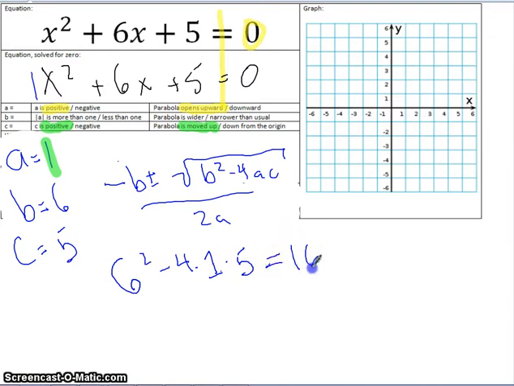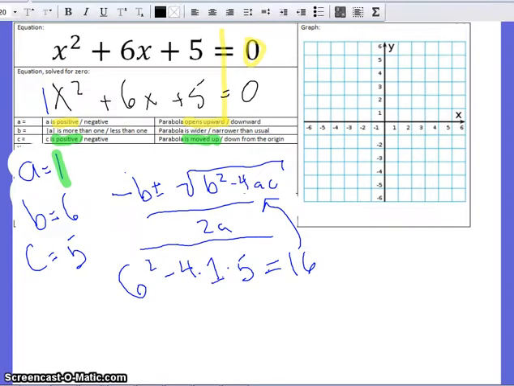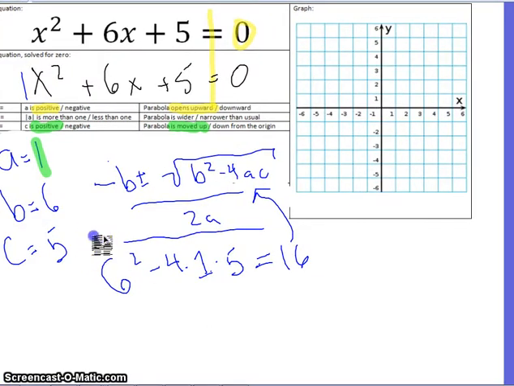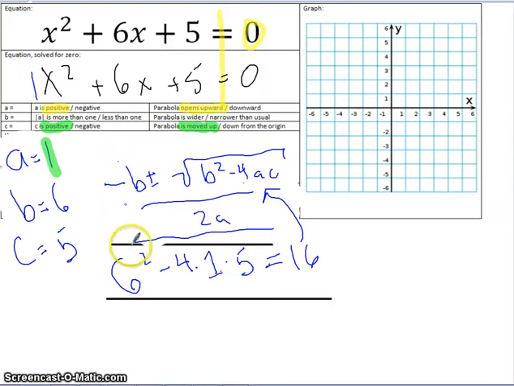So this was equal to 16. And I'm ready now to put that into this part and go ahead and write my final formula. So I'm going to put a line here, and I'm going to put another line here. Okay, so let's finish evaluating.